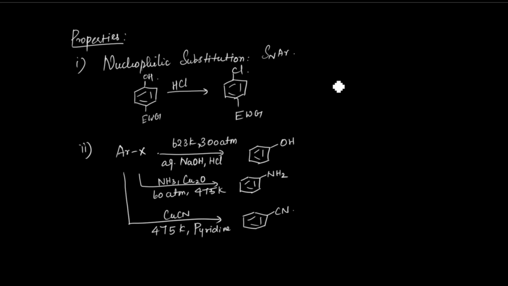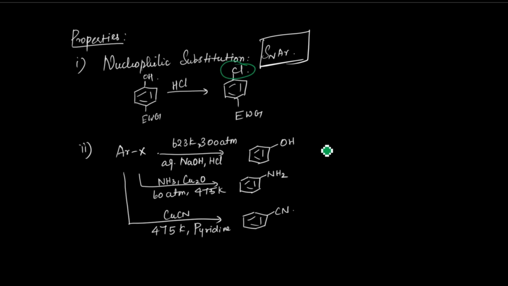The next one is nucleophilic substitution, SNAr. I have told you that sometimes a question can be asked from this part as well: why does it not participate in SN1 and SN2 reactions? Okay. If an electron-withdrawing group is present, nucleophilic substitution happens in the ring. OH is replaced by Cl.